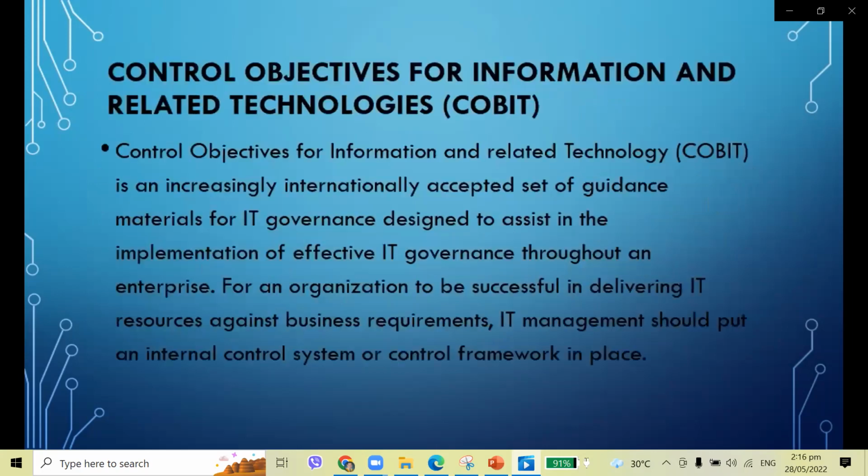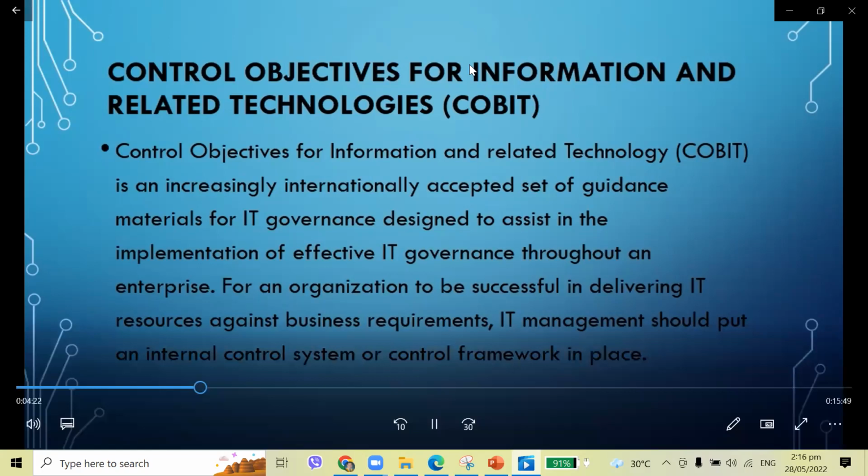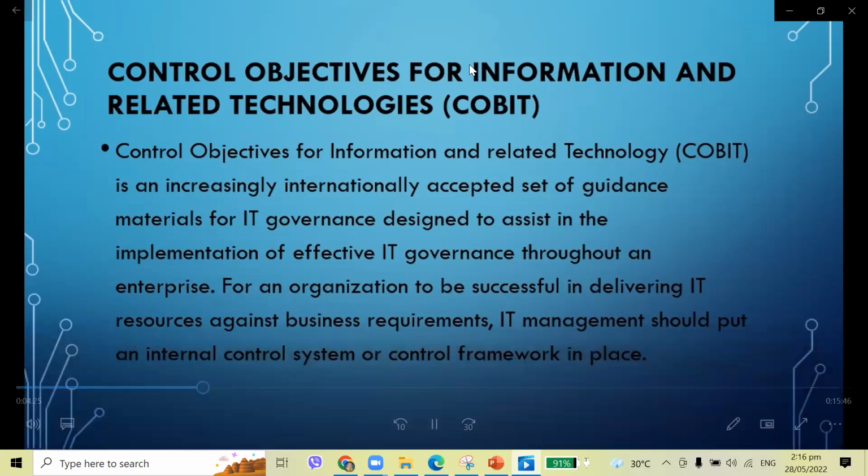Control Objectives for Information and related Technology, or COBIT, is an increasingly internationally accepted set of guidance materials for IT governance, designed to assist in the implementation of effective IT governance throughout an enterprise. For an organization to be successful in delivering IT resources against business requirements, IT management should put an internal control system or control framework in place.